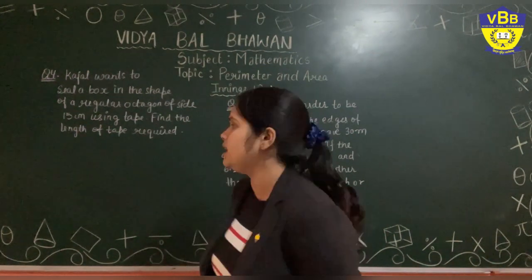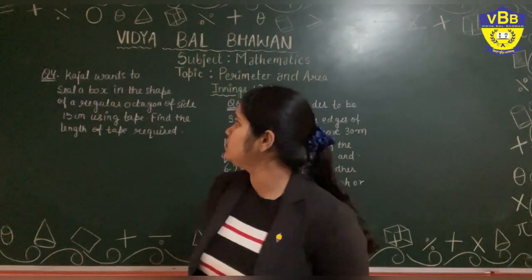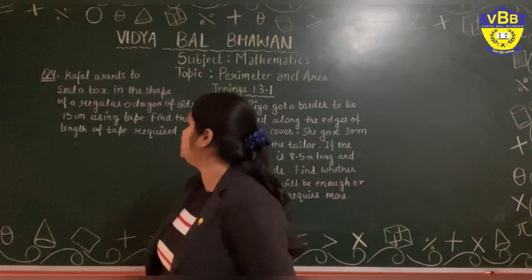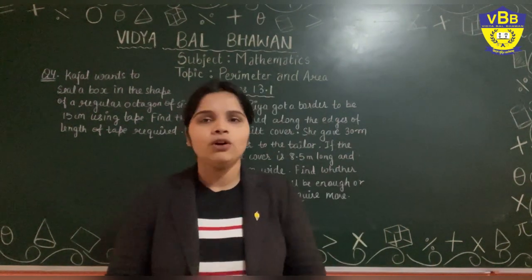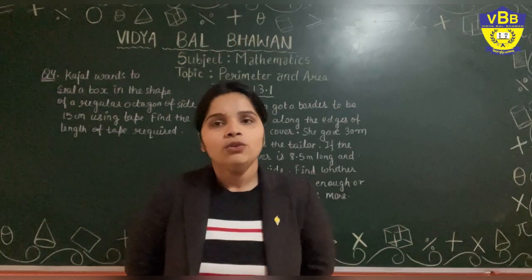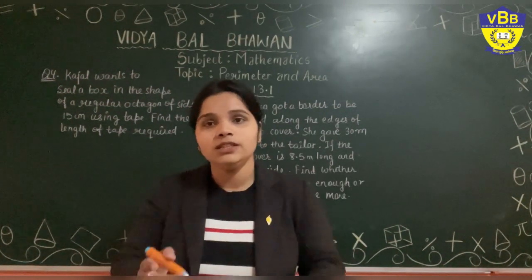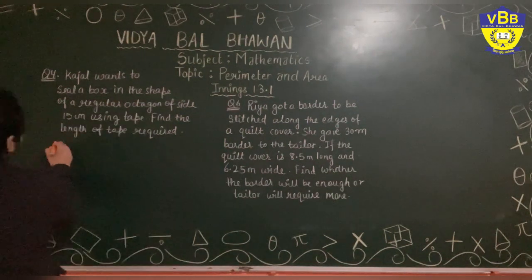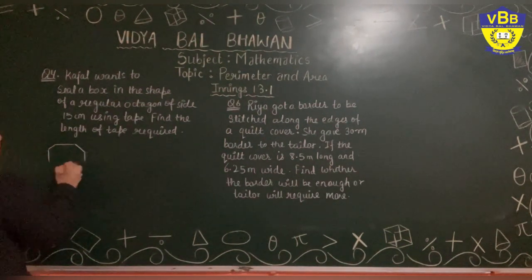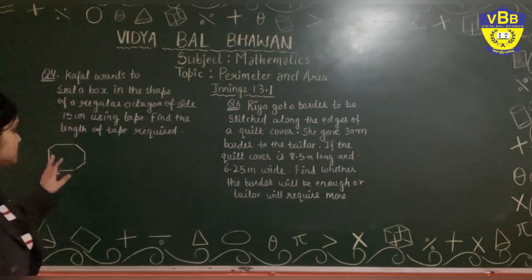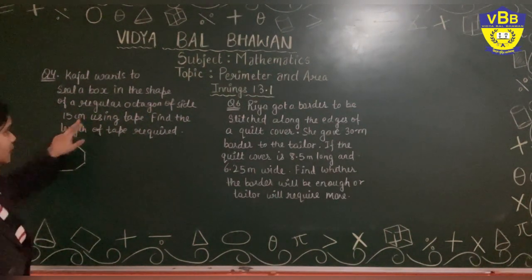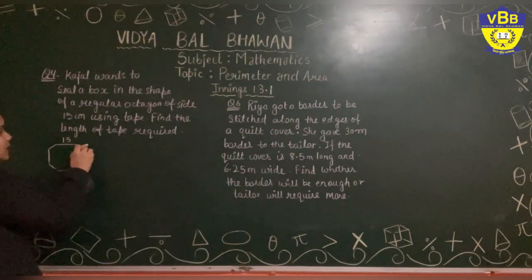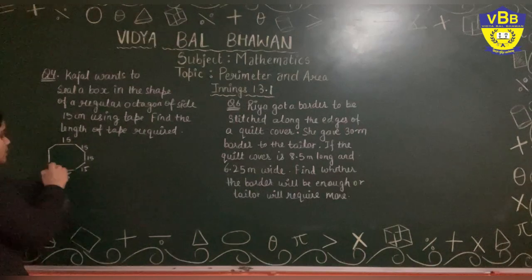Question number 4 says, Kajal wants to seal a box in the shape of a regular octagon of side 15 centimeter using tape. There is a girl, Kajal, who wants to seal a box, and the box is in the shape of a regular octagon. If this is the regular octagon, she wants to seal this box with tape. The side of the octagon is 15 centimeter. That means all of the sides are 15 as it is a regular figure.